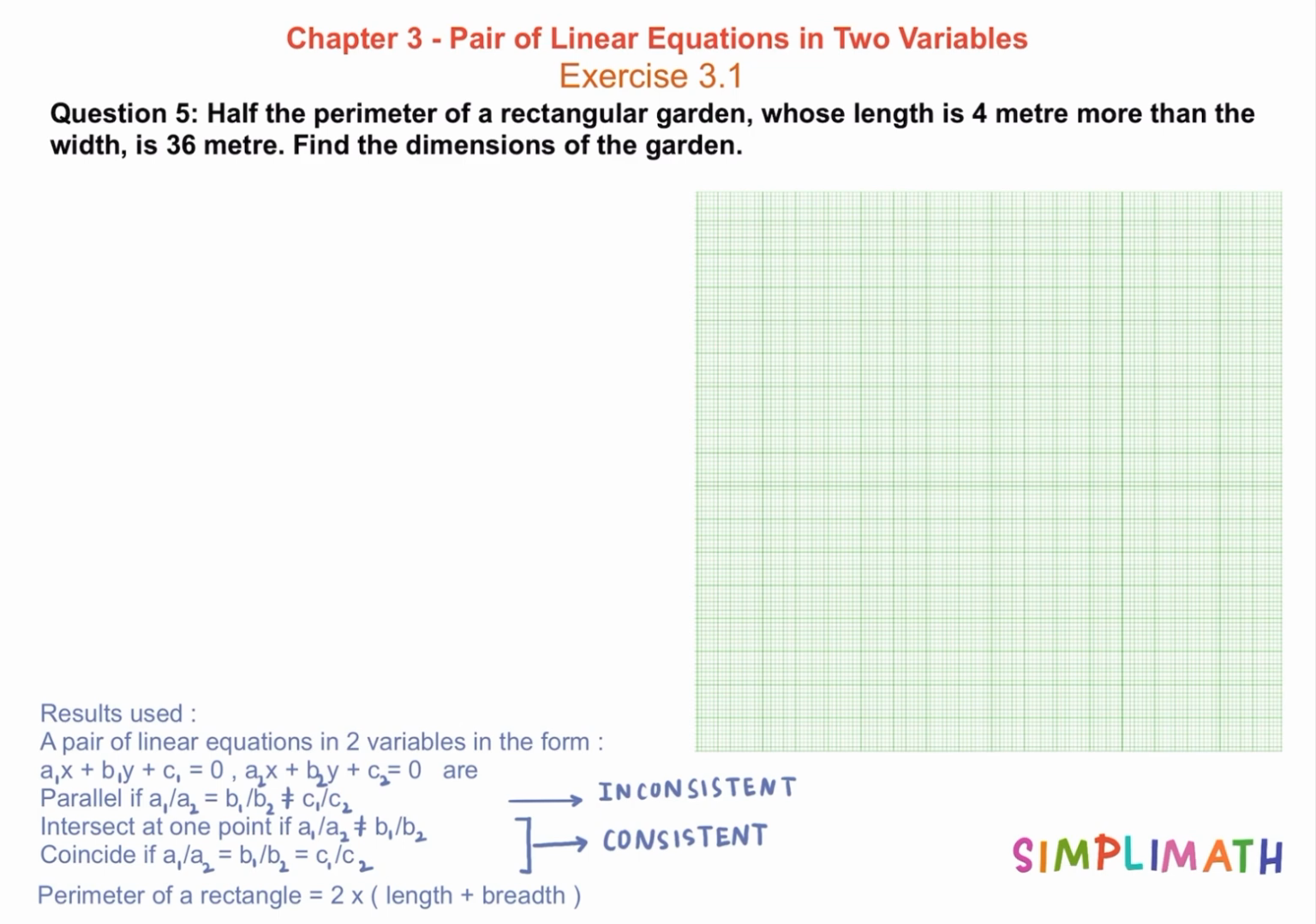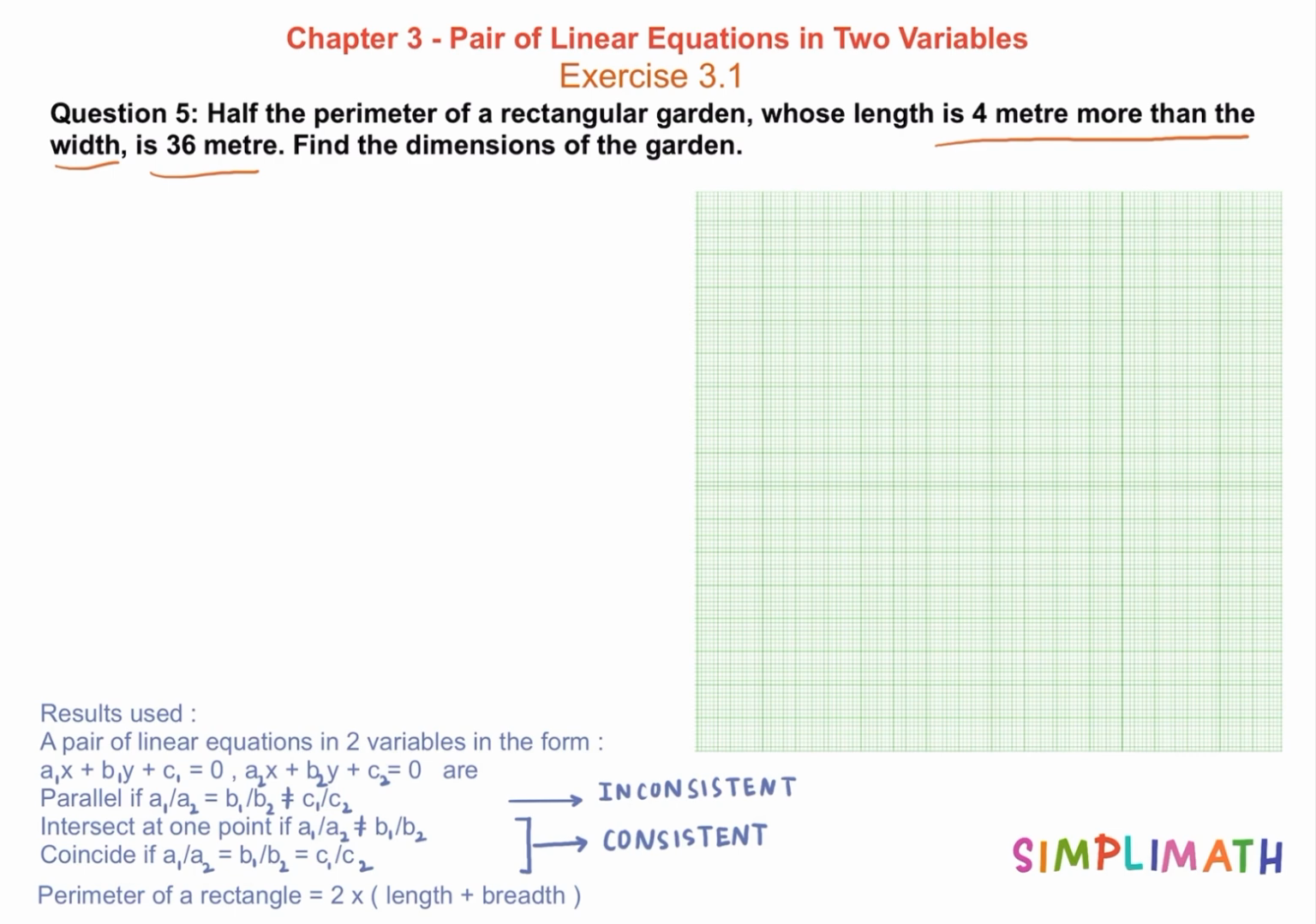In this video, we are covering question 5 from exercise 3.1, and question 5 says half the perimeter of a rectangular garden whose length is 4 more than the width is 36 meter. Find the dimensions of the garden. So don't get confused or panic by the wordings of the question. Let us tackle it one by one.